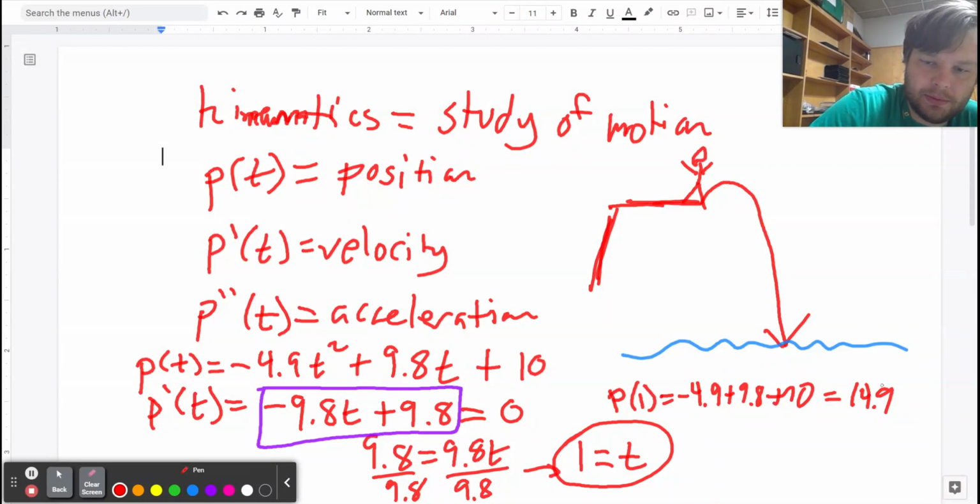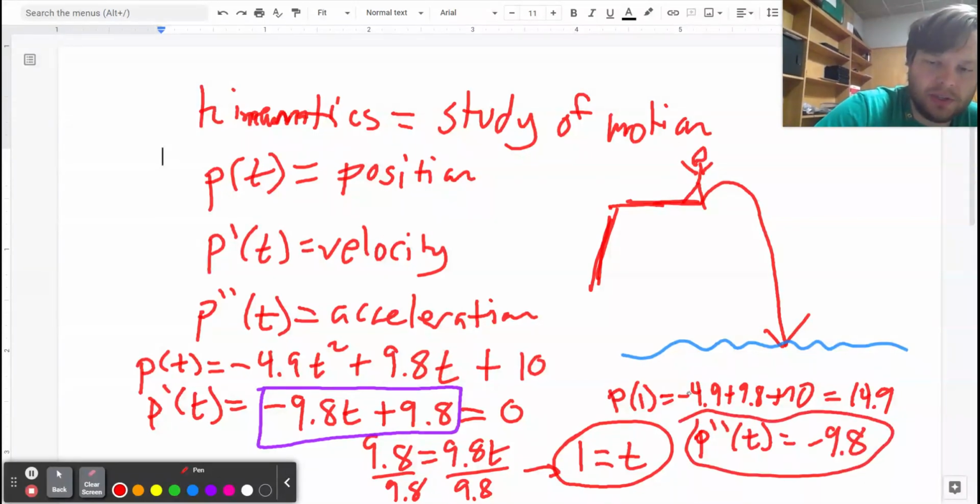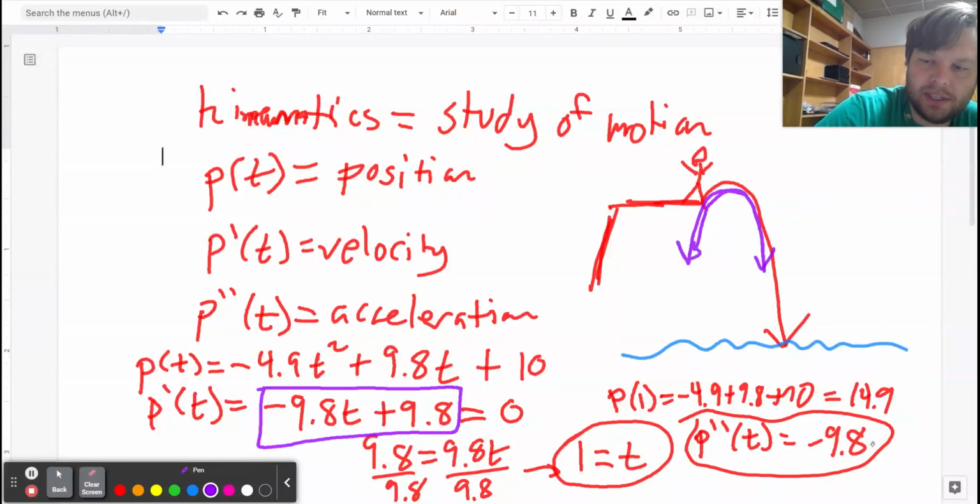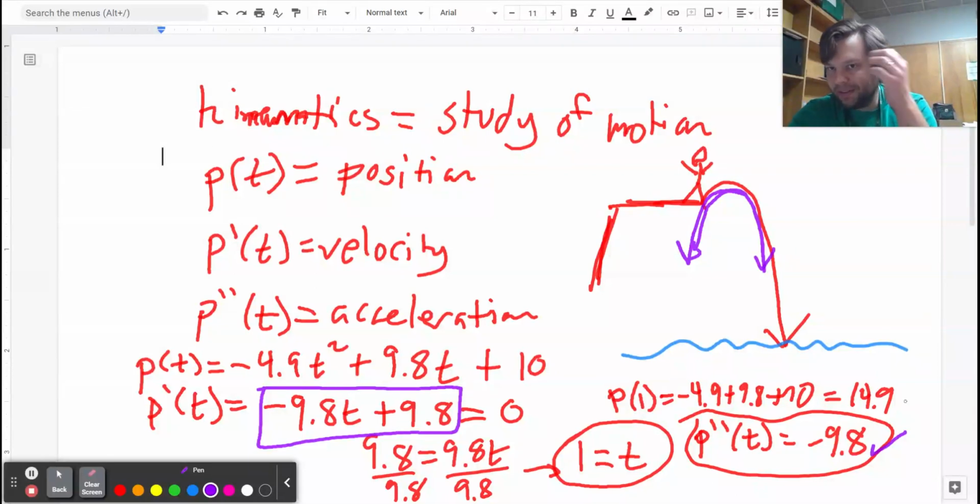Last thing I'll do on this example is just take the second derivative. If I take the second derivative, I get negative 9.8, which measures the concavity here, the acceleration. You can see that this is always a concave down shape. This is the acceleration due to gravity, so we're just ignoring wind resistance there. It's always a negative value because there's no point when they scoop back up or anything like that.